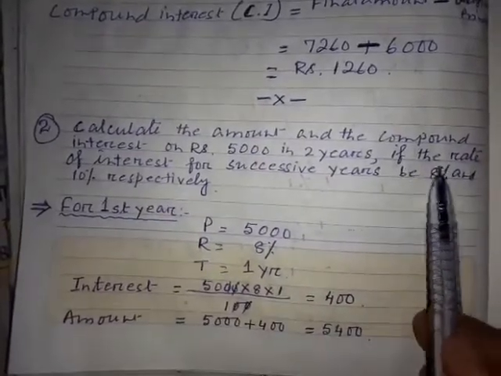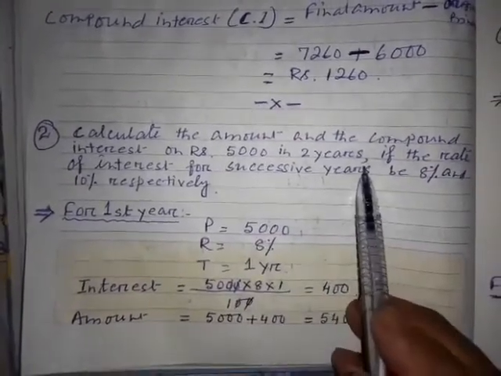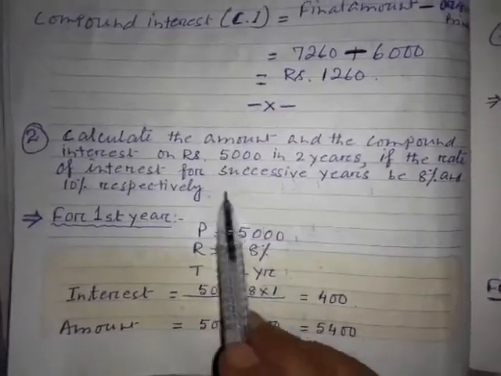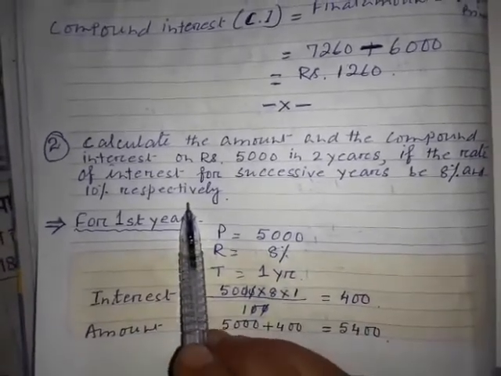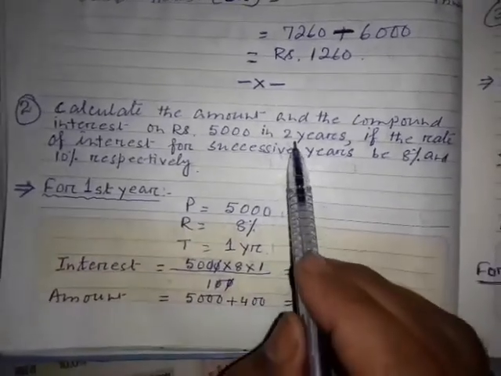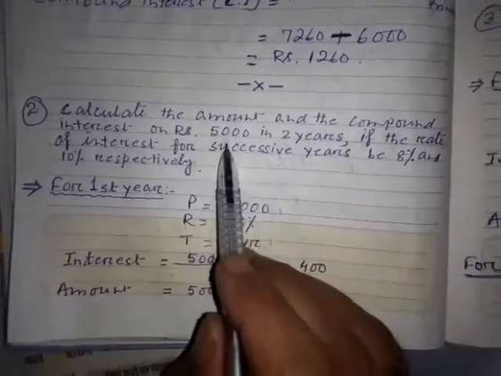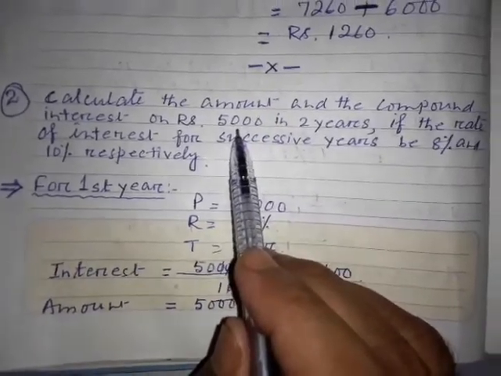Calculate the amount and the compound interest on rupees 5,000 in 2 years if the rate of interest for successive years be 8% and 10% respectively. See, I have taken a different kind of problem. Here time is same, 2 years. The principal in the beginning is same, 5,000. But what is the difference? Rate of interest.